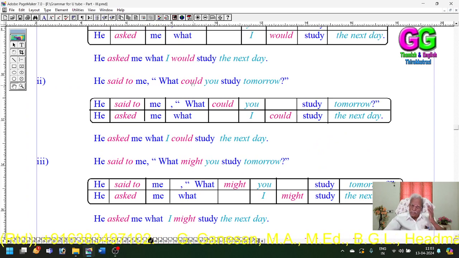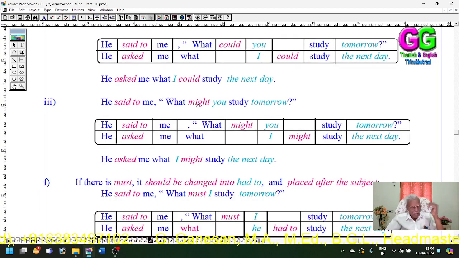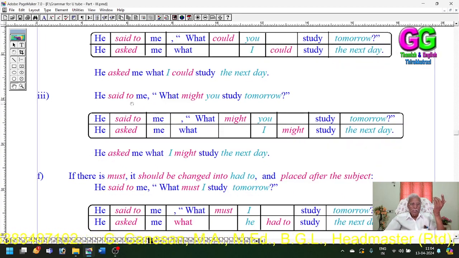Similarly, the same is there. He said to me, what could you study tomorrow? He asked me what I could study the next day. The same as we have done with would. Then regarding might, the same is the case. He said to me, what might you study tomorrow? He asked me what I might study the next day.